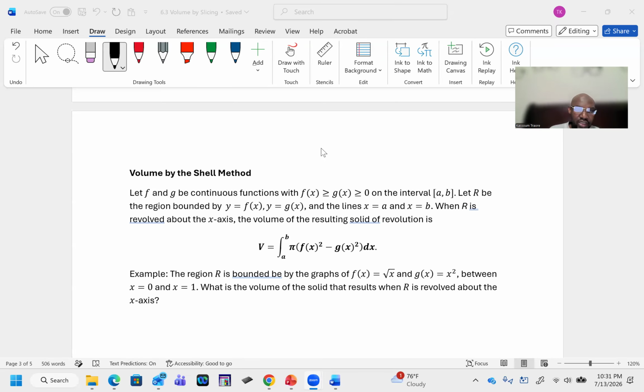Sorry, this is the washer method, okay? This is washer, I mean to put washer method. Not the shell method, sorry. This is washer method about the x-axis, okay? About the x-axis.